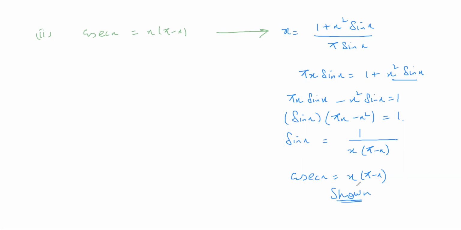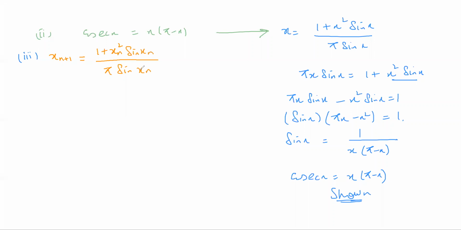Now, third part A, we have to use an iterative formula. So you see that the symbols have been added to this equation here. So this is x_{n+1} equal to (1 + x_n squared) sine x_n over pi sine x_n.